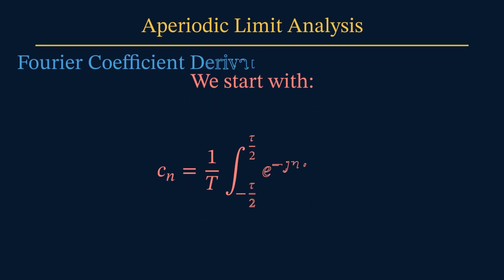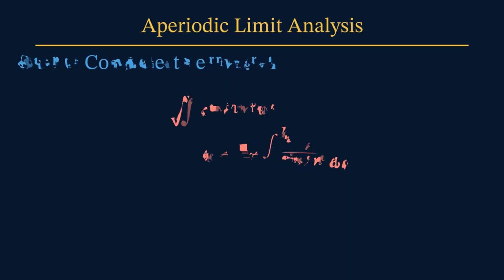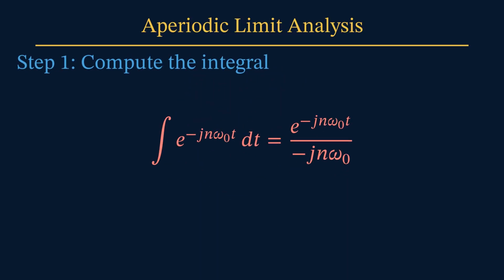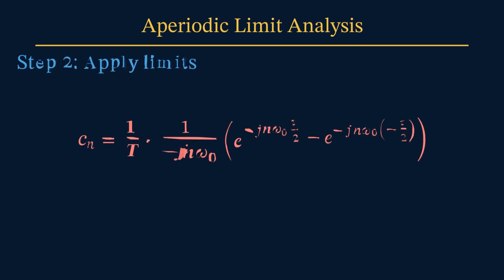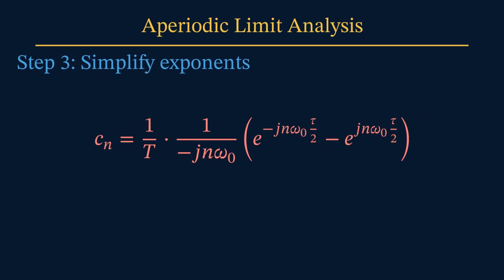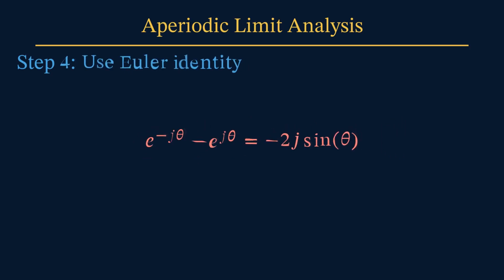Fourier coefficient derivation. Step 1. Compute the integral. Step 2. Apply limits. Step 3. Simplify exponents. Step 4. Use Euler identity.